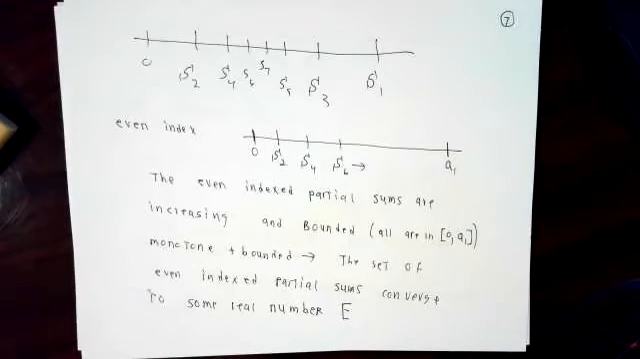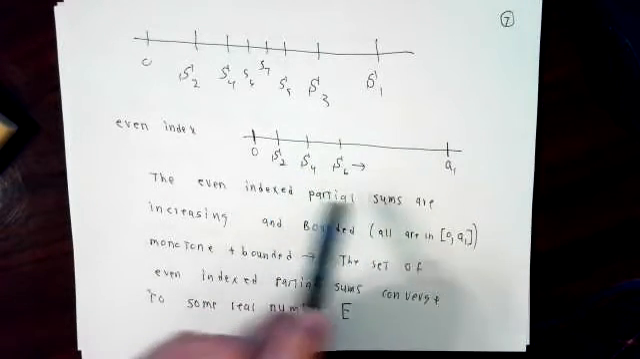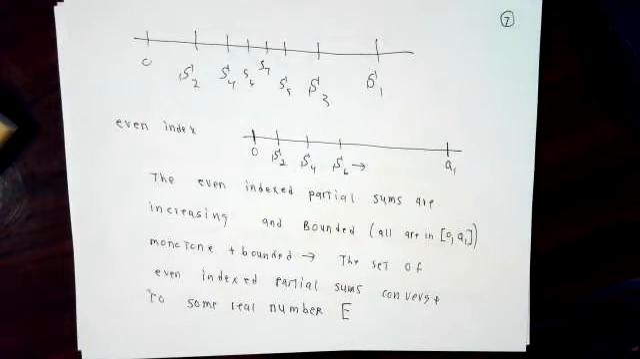And one of the things we convinced ourselves of earlier is that if you have any sequence of numbers that's monotone and bounded, that sequence converges. So the even indexed partial sums, just looking at those numbers, they converge to something that I'm going to call capital E, which is short for even.